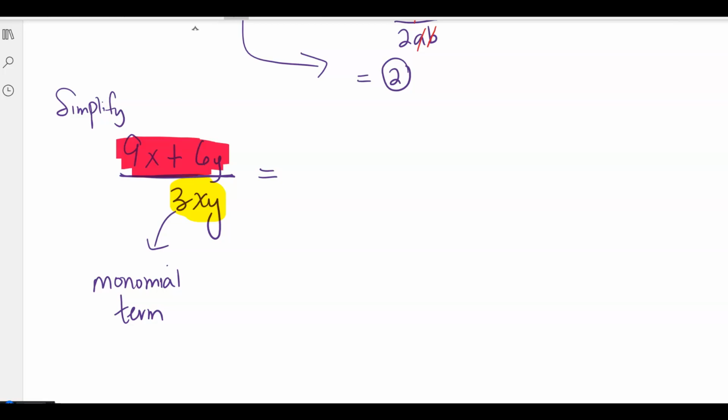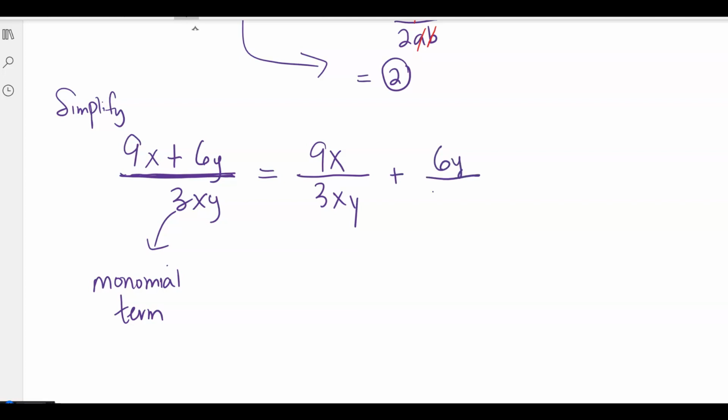So that's really the main issue I see with students. They want to cancel things out on one side of this problem. They want to just do this. But if you look at it, think about it. Everything in the numerator is being divided by 3xy. So you should first at least write down 9x divided by 3xy plus what else is being divided by 3xy? 6y is also being divided by 3xy.